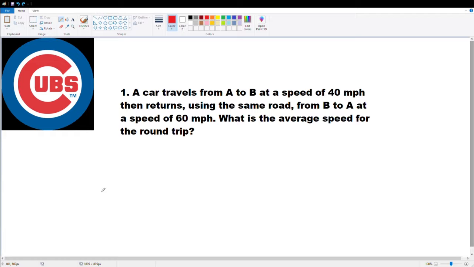So here we are, number 1. A car travels from A to B at a speed of 40 miles per hour and then returns using the same road from B to A at a speed of 60 miles per hour. What is the average speed for the round trip? Okay, so we're seeing one of our standard problems, a car traveling X miles an hour from point A to point B, and there are a lot of ways that this problem could go.